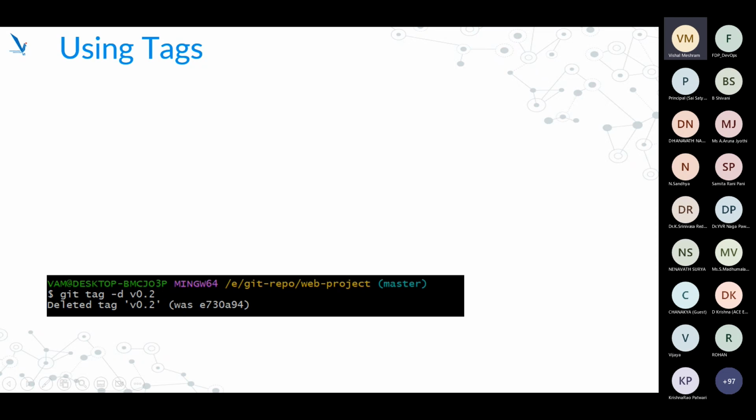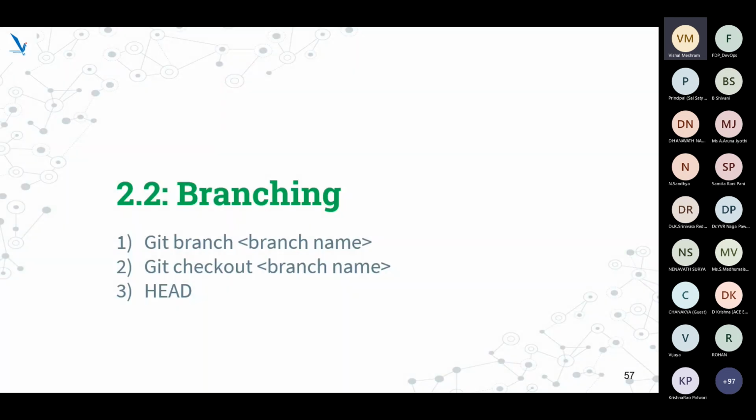Again, just remember this. For intermediate changes, you can tag with lightweight tags, and once you say, okay, my major changes have been done and now it is ready for release, then you use the annotated tag. All right, now this is the most important concept, branching.